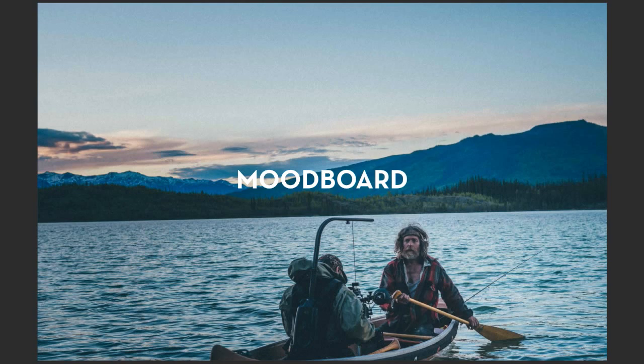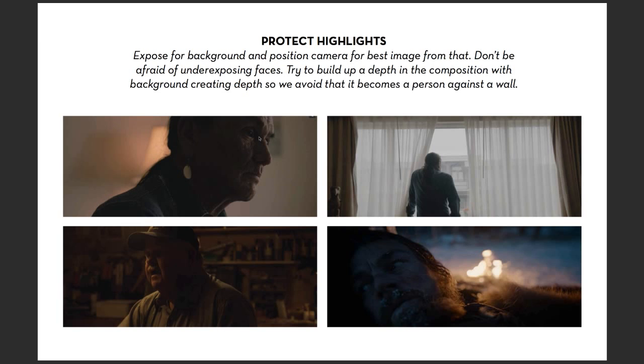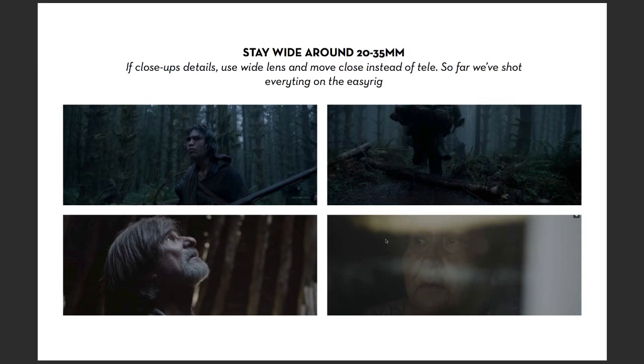Mood. Okay, here we go. So this is the stuff that I show him, just to give him directions going there. So protect the highlights, expose for background and position camera for best image from that. Don't be afraid of underexposing faces. Try to build up depth in the composition with the background, so we avoid that it becomes a person against a wall. So basically just looking at the depth when you shoot into the shadows, which is a lot of shadow, and then you have the depth through the lighting going on, it creates a certain mood, and that's what I was going for with this.